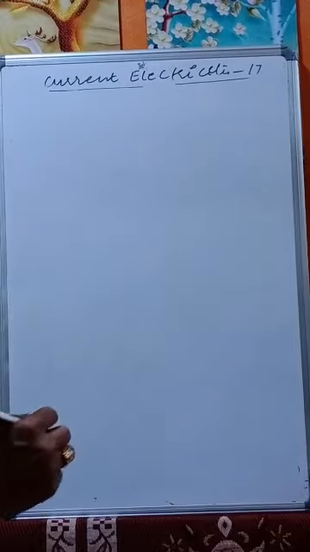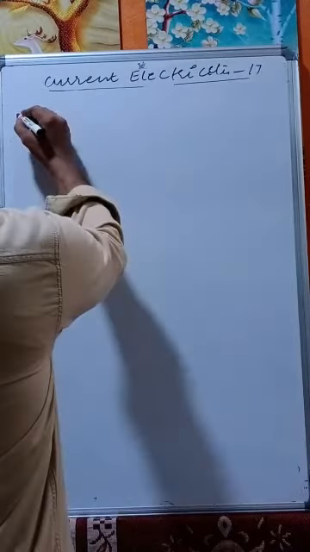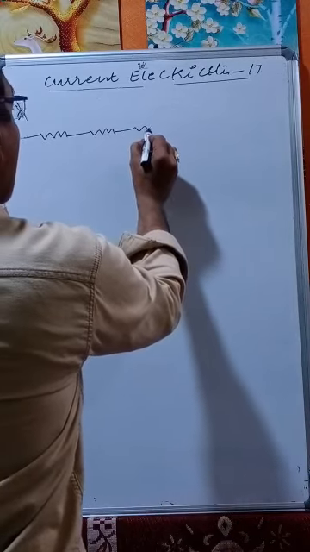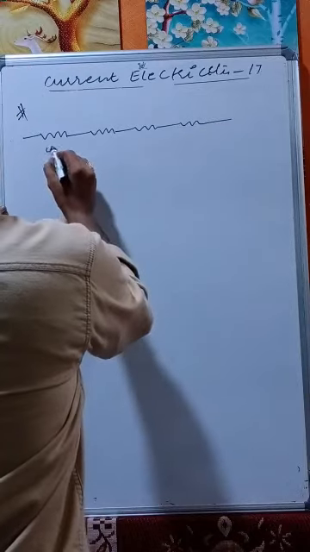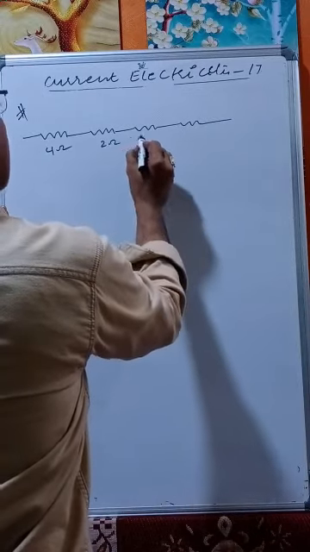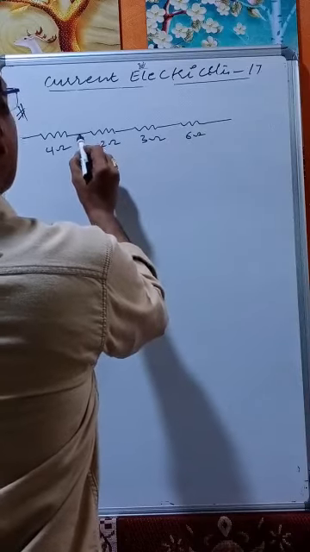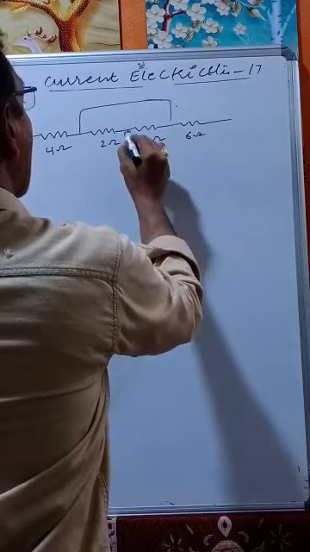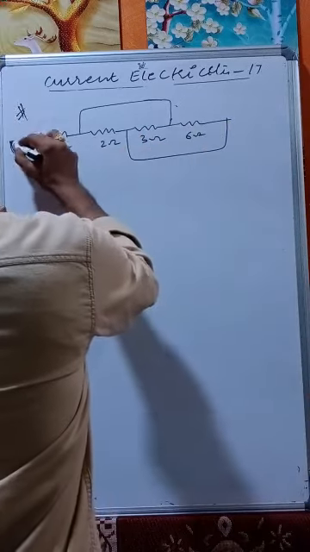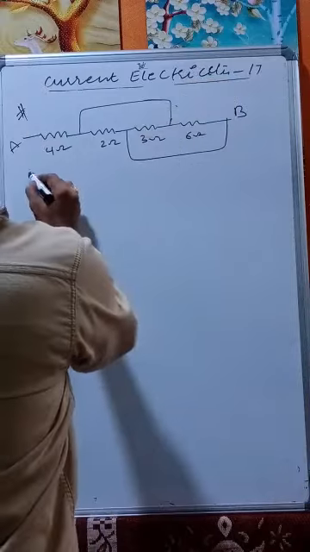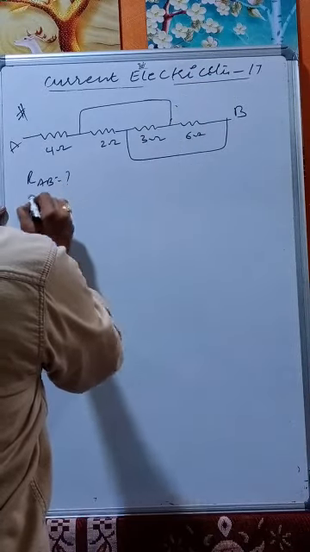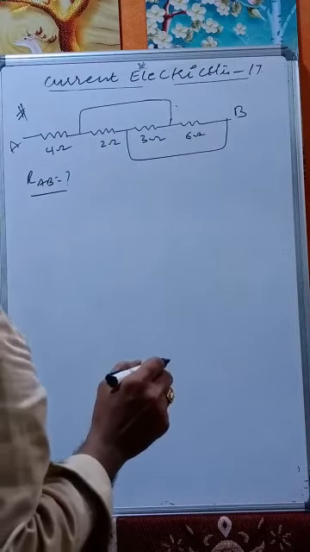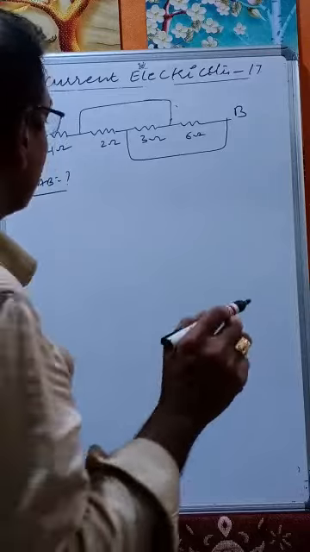Now in 16 we discussed one big model. Let us see another model now. It is given like this. This is, let us say, 4 ohms, 2 ohms, 3 ohms, 6 ohms, and connected like this. This is A, this is B. Now what is RAB? Now for this, I will discuss this model in class 15, I think.